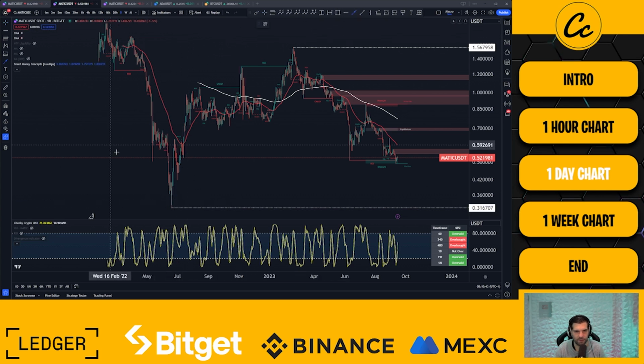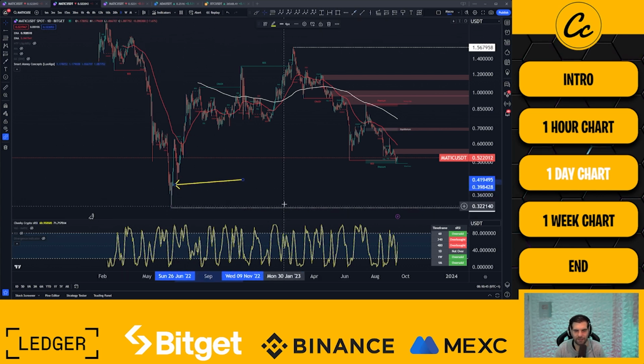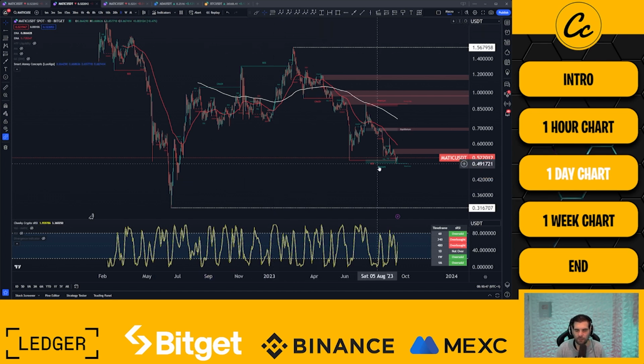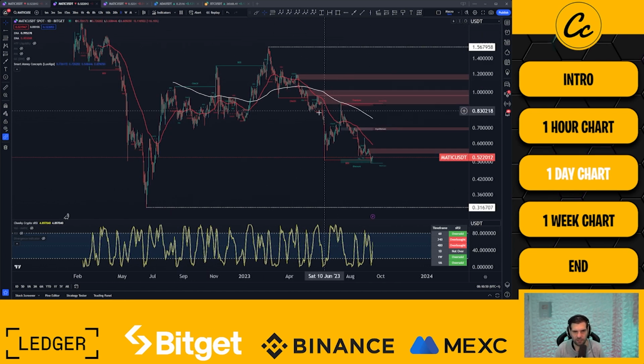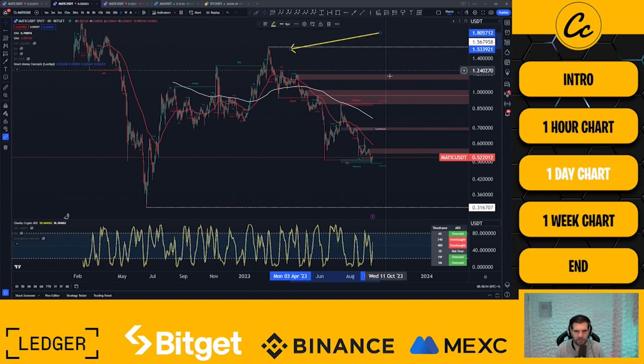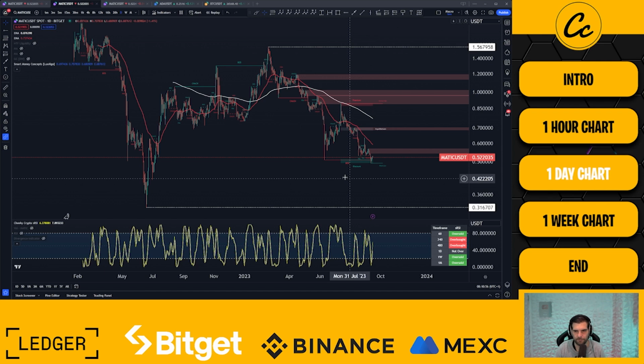Anyone who's a member in our Discord will know that I was buying MATIC down here, and we've ridden it up quite nicely. I still hold that MATIC. It's a long-term thing. I'm not swing trading out of it, although I could have done so up here and actually made a very tidy amount of money doing so.